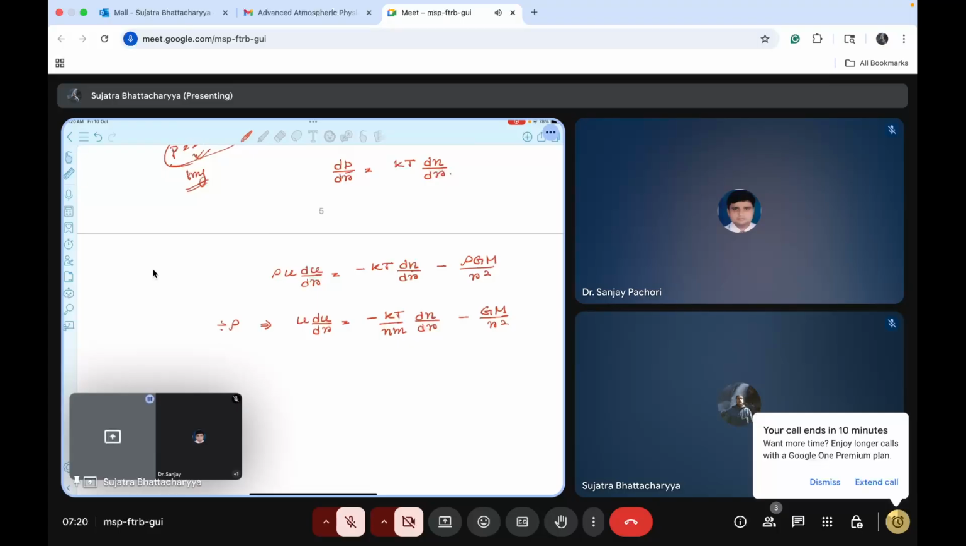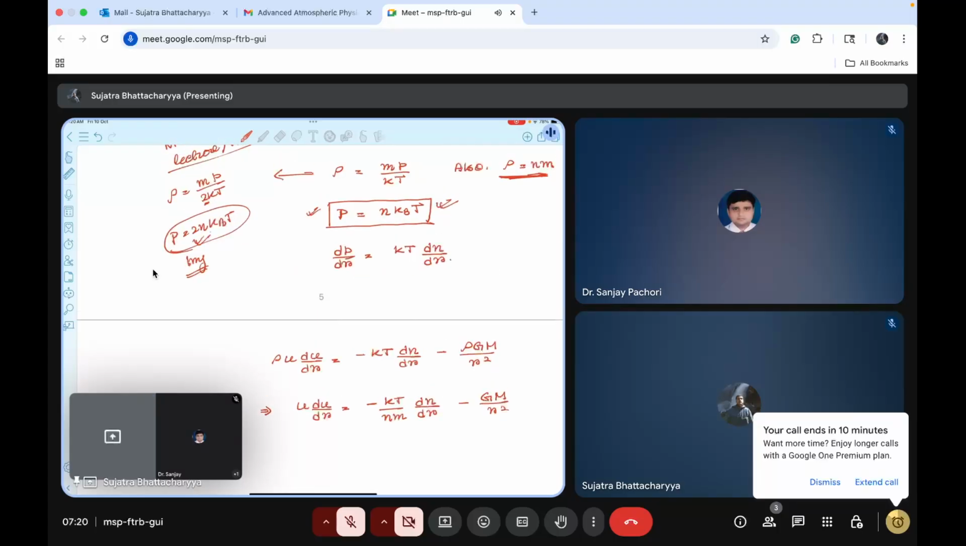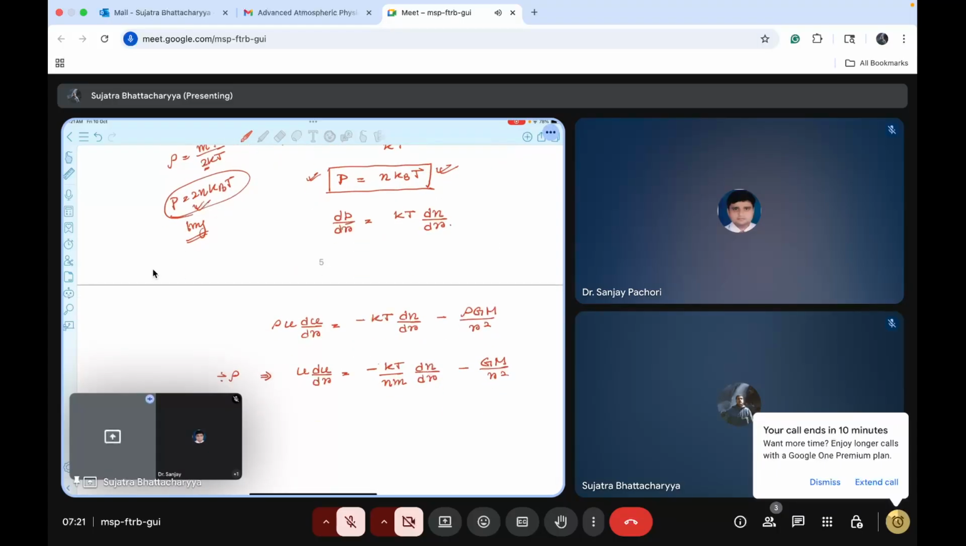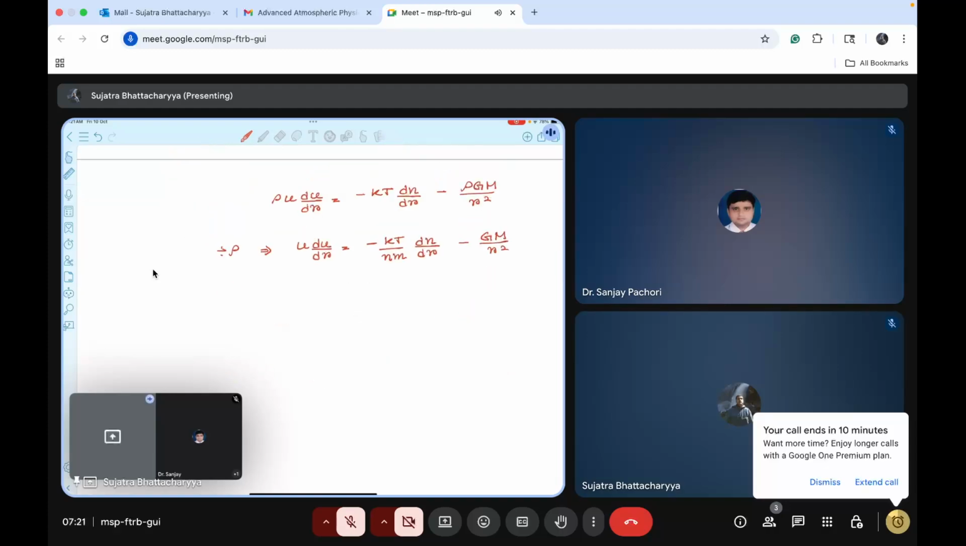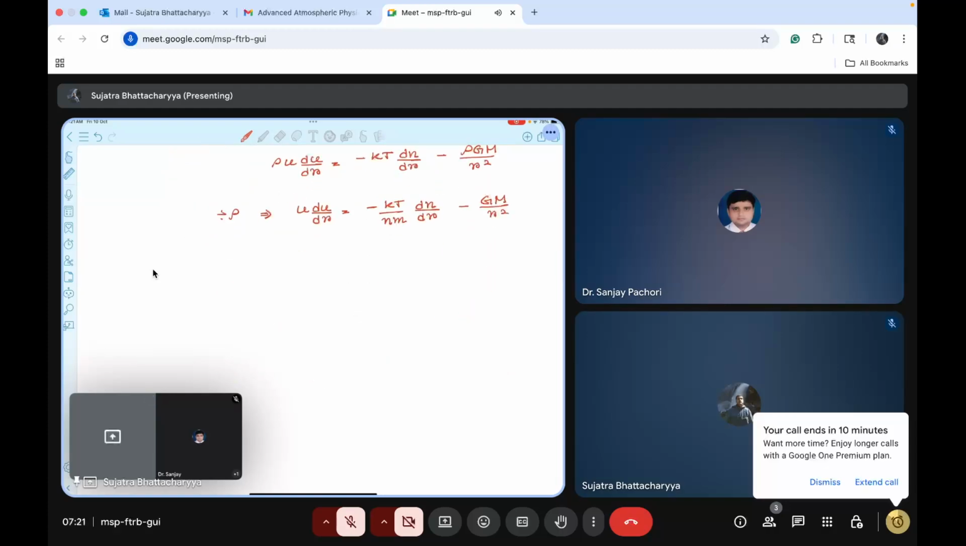Let's just look into this expression. The only difference, if you take P is equal to 2nkT, will be that there is a 2 in the expression which will be present here. But I am taking it as a single fluid, so P is equal to nkT, and trying to solve it. Fine. So now let's proceed.